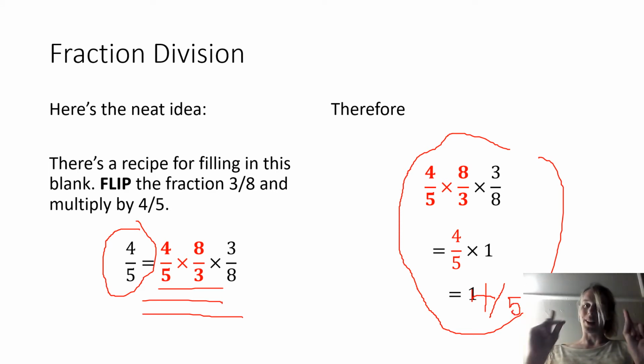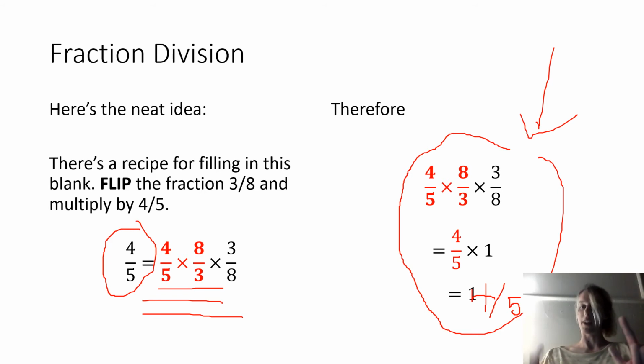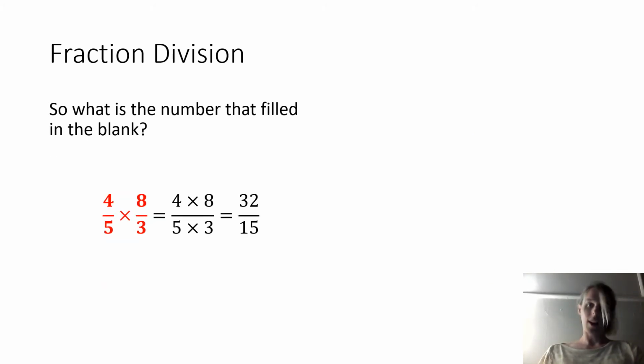So remember what we're doing. We're figuring out a formula for filling in the blank in the equation. And what this work is doing is checking that this recipe did actually fill the blank correctly. And it did, because when we fill in the blank with 4/5 times 8/3, it simplifies to 4/3, which is what we want, right? We want to fill in the blank to get 4/3. And also 4/5 times 8/3 simplifies to 32/15.